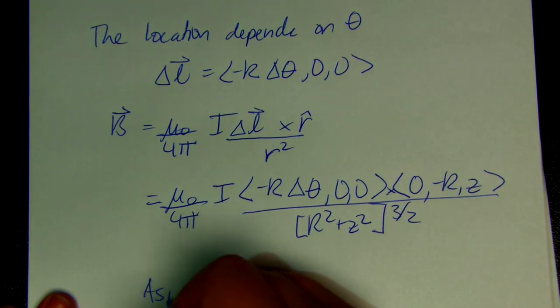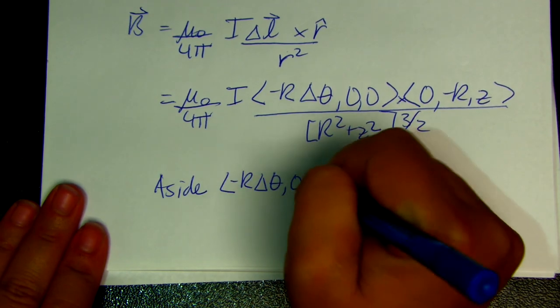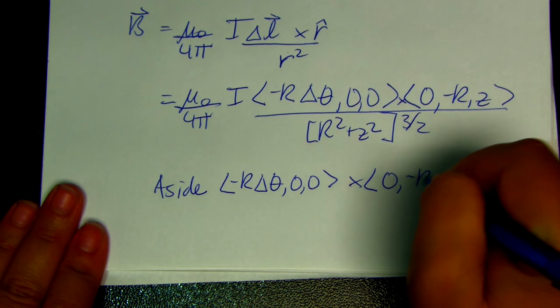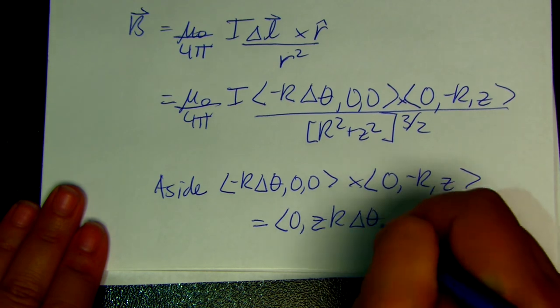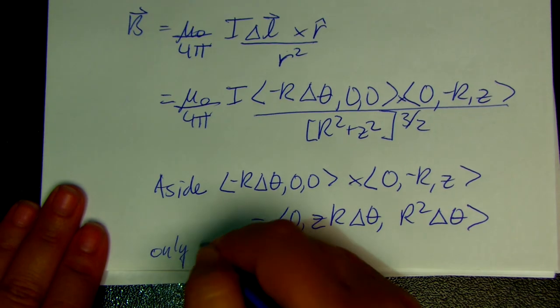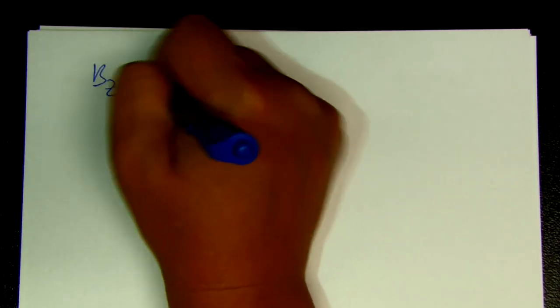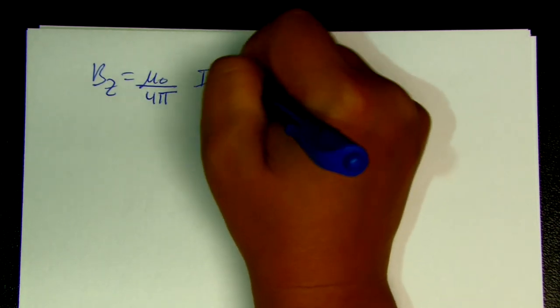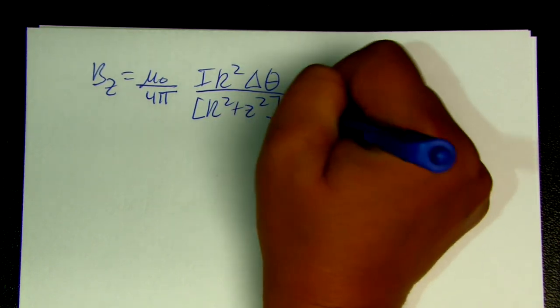And again, we're just going to pull those vectors out and cross them separately. Minus r delta theta, 0, 0, crossed with 0, minus r, z is equal to 0, z times r delta theta, r squared delta theta. And we only need z. So Bz is equal to mu naught over 4 pi I r squared delta theta over r squared plus z squared to the power of 3/2.